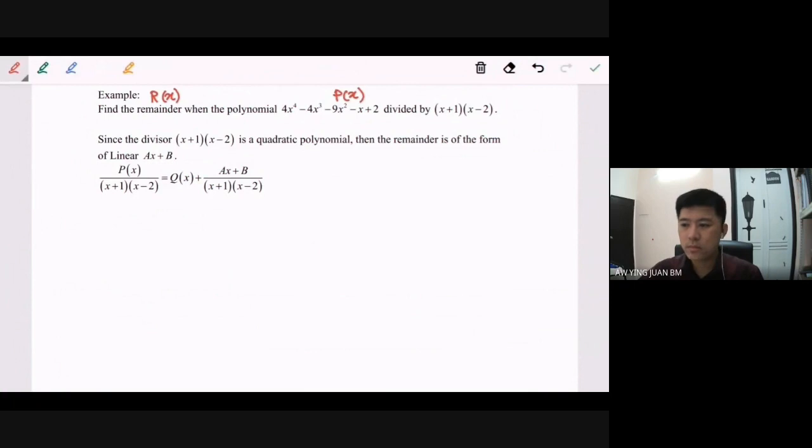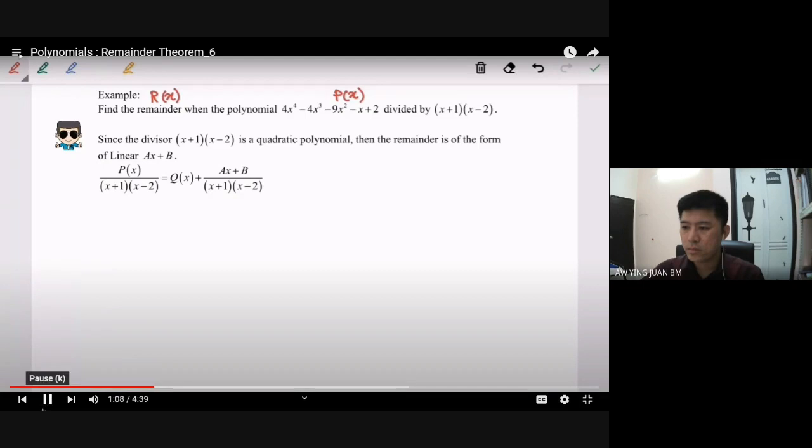So we can express the situation Px over the divisor, which is equal to Qx as a quotient, plus the remainder over the divisor. So since the divisor is a quadratic polynomial, our remainder will be a linear form, which is ax plus b. So now I'm going to simplify the situation by multiplying both sides with the divisor.